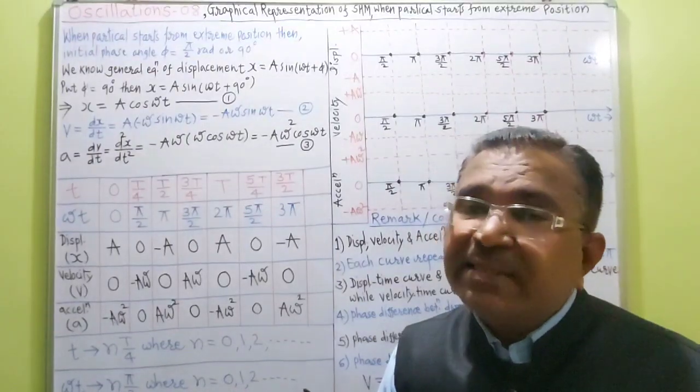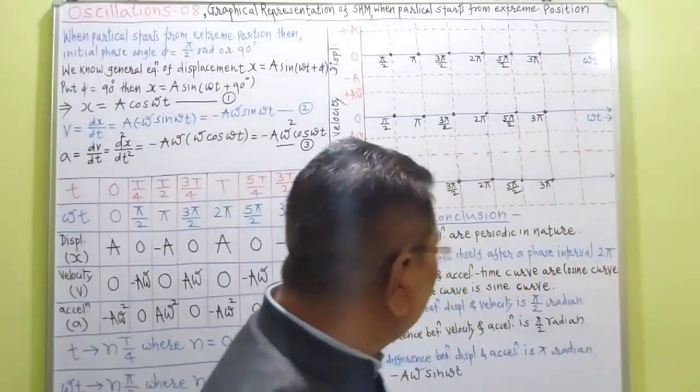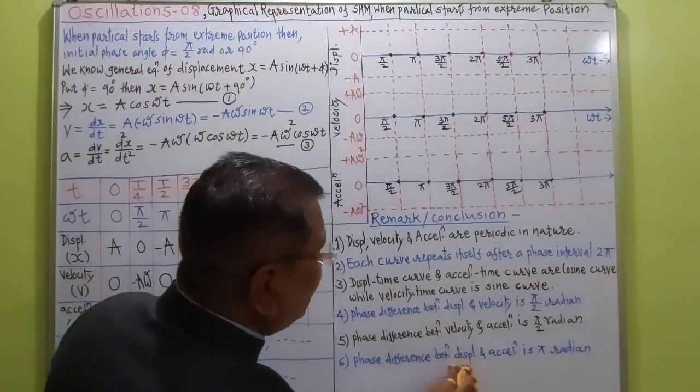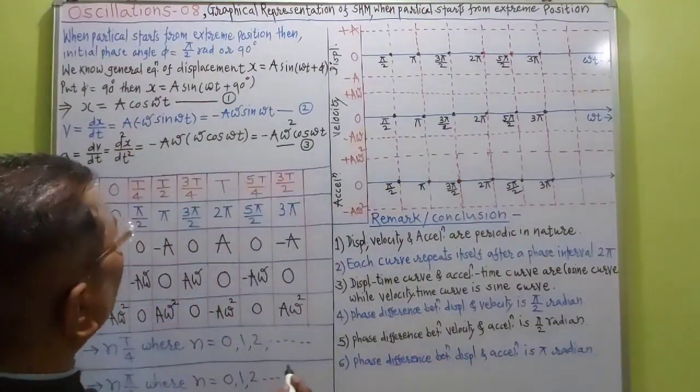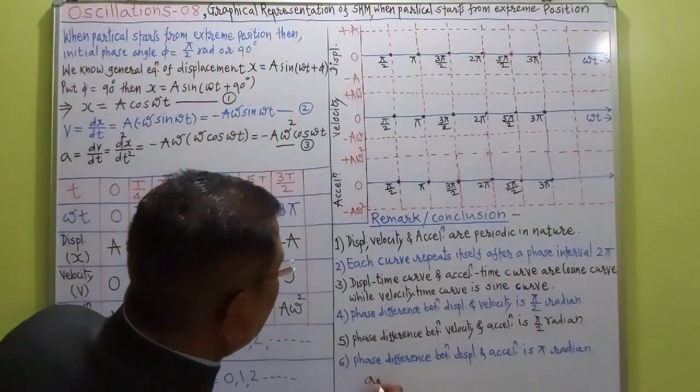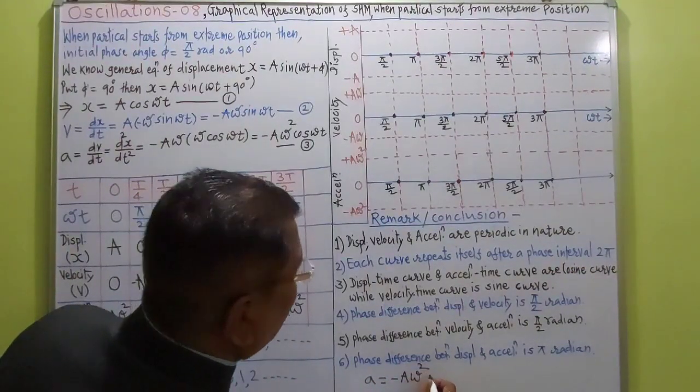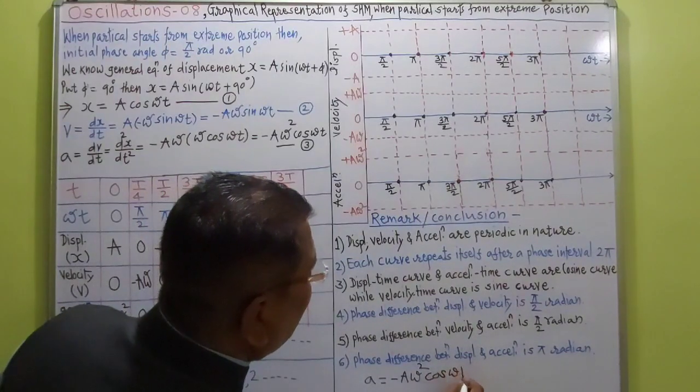Now the acceleration is remaining. Write down the formula of acceleration here. What is the formula of acceleration? The formula of acceleration is A is equal to minus A omega square cos omega t.